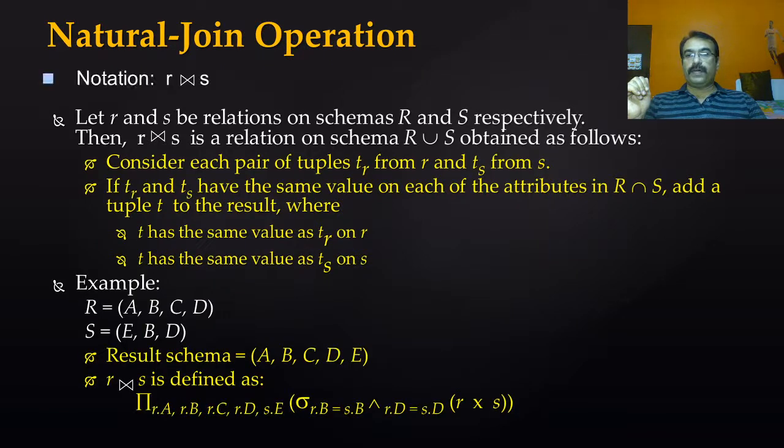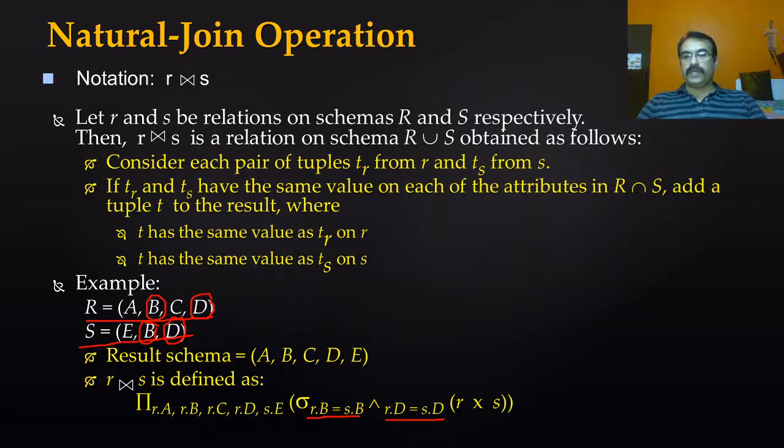So here is the formal definition of join. You can go through this definition. It's quite simple. The only thing I want to tell you is, see, R is A, B, C, D and S is E, B and D. So I am finding B and D are both common in both the relations. So at that time I am going to have this kind of condition.